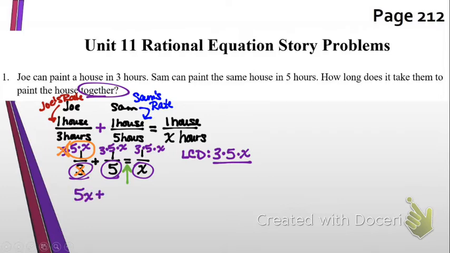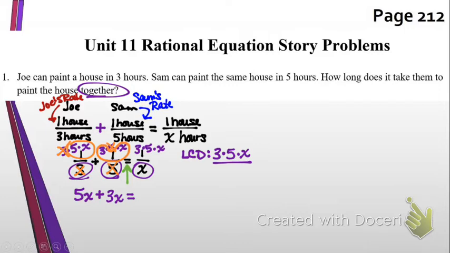I'm going to bring down my plus sign, and I'm going to go over to the second fraction. Is there anything the same between the numerator and the denominator? The 5. What does that leave me with? 1 times 3 times x. What is 1 times 3 times x? 3x. Bring down my equal sign.